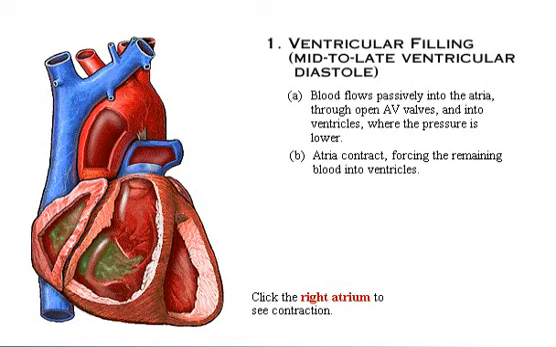Click on the right atrium to see the atria contract, forcing the remaining blood into the ventricles. This will demonstrate blood flow on the right side of the heart, but remember that blood is moving through both sides of the heart at the same time.